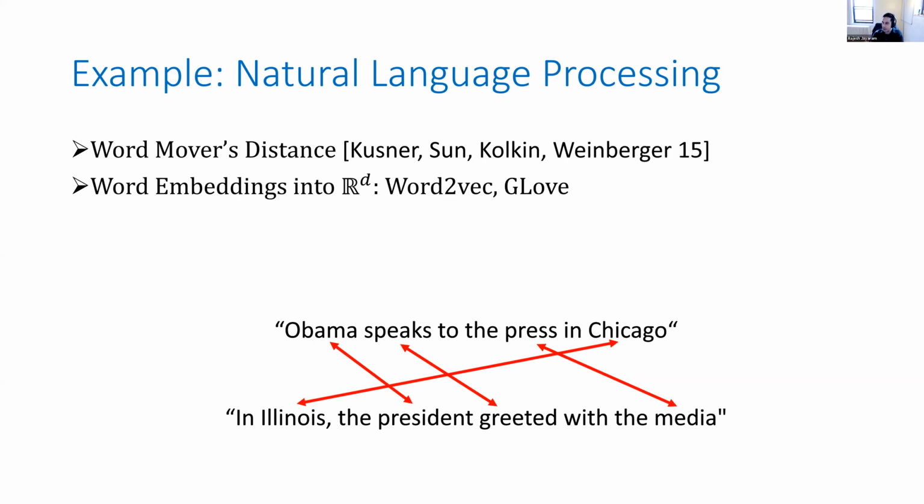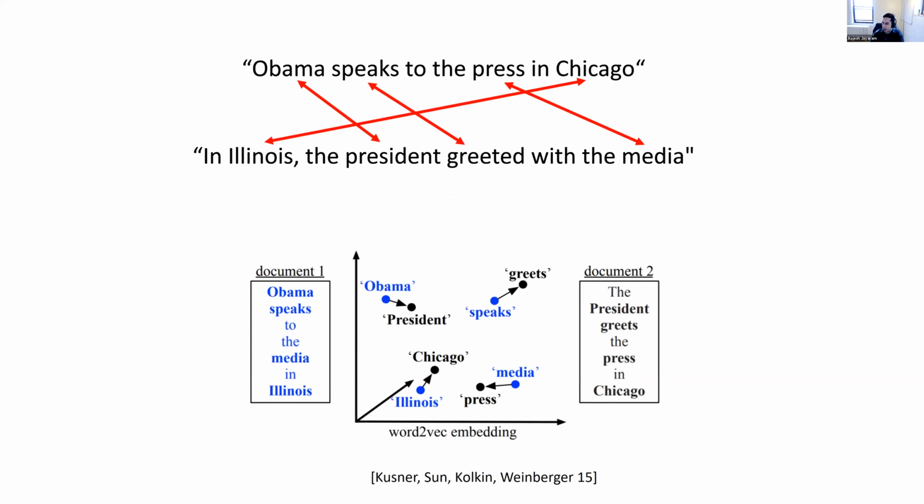So what the word mover distance says is just take your sentences, apply a word embedding to all the words, and then compute the Earth mover distance between the resulting vectors. And this should give you a measure of similarity. So this is sort of the picture from that paper of Kusner, Sun, Kolkin, and Weinberger.